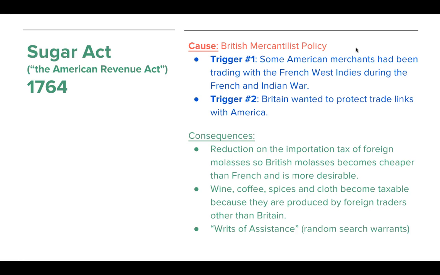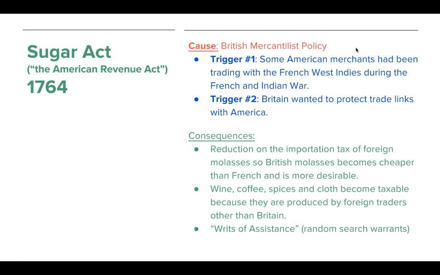Pretty much a reduction on the importation tax of foreign molasses. And molasses is a type of sugar. So Britain says, we're going to reduce the tax on our molasses, so it'll become cheaper for you to import, and therefore, in their heads, it will become more desirable than the French molasses that they were currently importing from the French West Indies. So Britain have reduced the tax, hoping that America will then turn around and say, okay, well, we can get the molasses much cheaper from the British. Let's keep trading with the British.